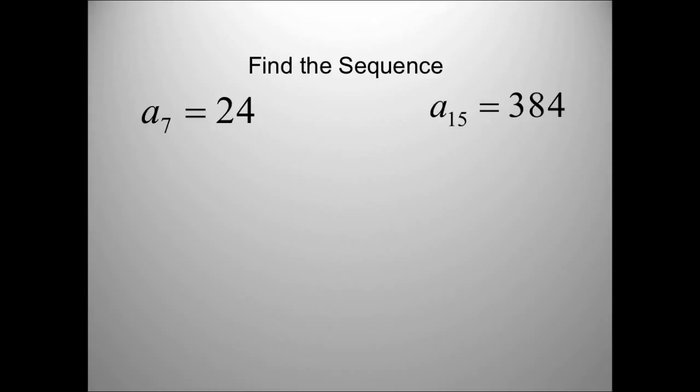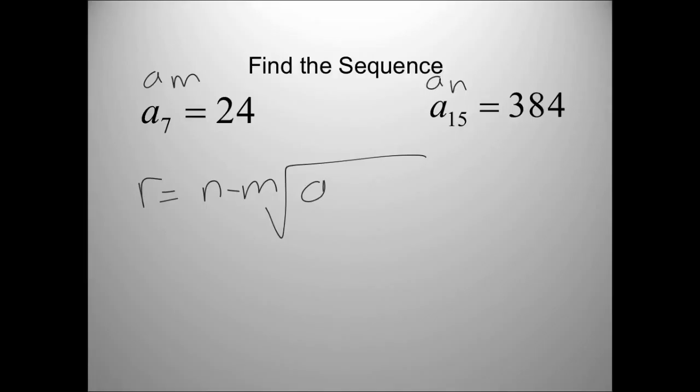In order to do that, I'm going to label my first term as a sub m and my second term as a sub n. For my formula then, the common ratio is going to be the n minus m root of a sub n divided by a sub m, which means that my m is going to be 7, and n is going to be 15.